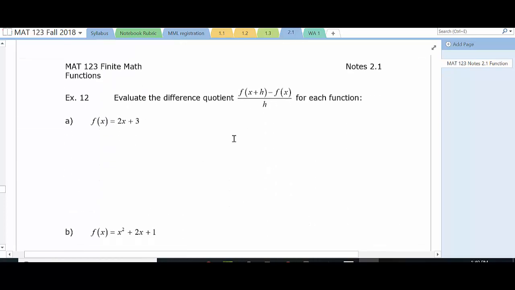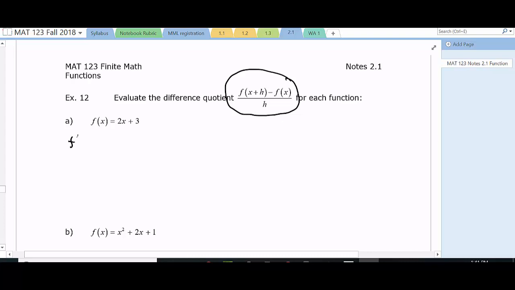Now we're going to do the difference quotient and work this out. So this is called the difference quotient. We're not really going to talk about what it is today. This is an algebraic expression that has something to do with slope and rate of change, and we'll get into that later. So what we're going to do is take a function that I give you and write it in this difference quotient.